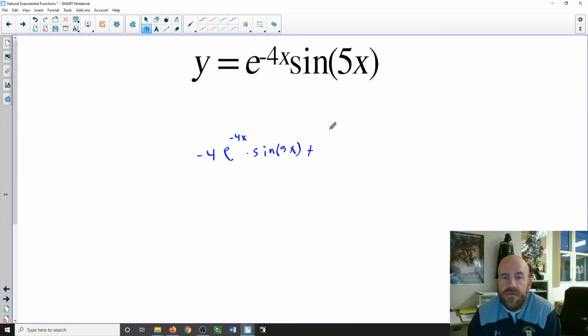Plus the first times the derivative of the second. The derivative of sine is cosine. So we get cosine 5x times the derivative of the inside, which would be 5. I'm just going to throw that out front. So that would be your derivative. And we can talk more about these after you try some of the homework problems.